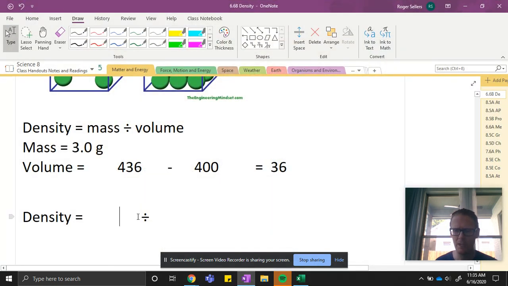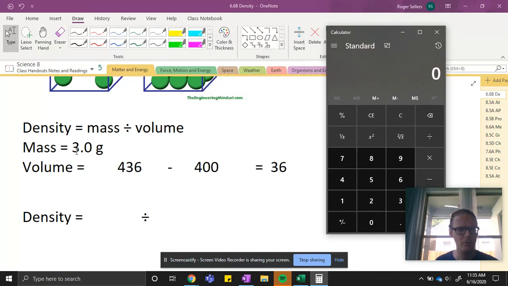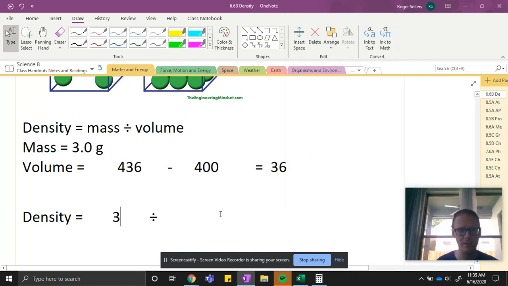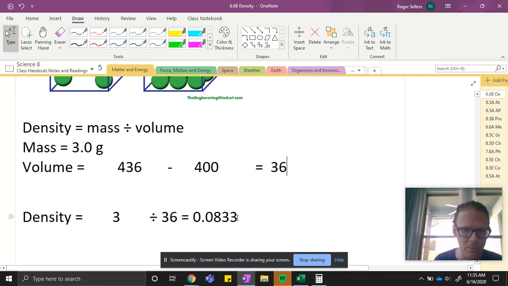And so now we just take our calculator and we do mass, which is 3, divided by 36, because that's our volume. And that is our density. So we did 3 divided by 36 equals, ooh, that was cool. I remembered it just did it for me in OneNote. So that's neat. So we'll round that to the nearest hundredths place. So 0.08, and it'll be grams per milliliter.